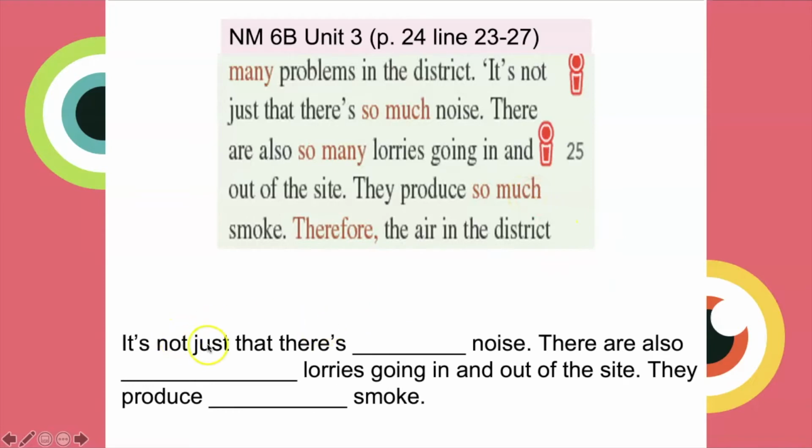It means it's not just that there's a lot of noise or just a little bit of noise. Yes, a lot of noise. There are also, yes, a lot of lorries going in and out of the site. They produce, yes, a lot of smoke.